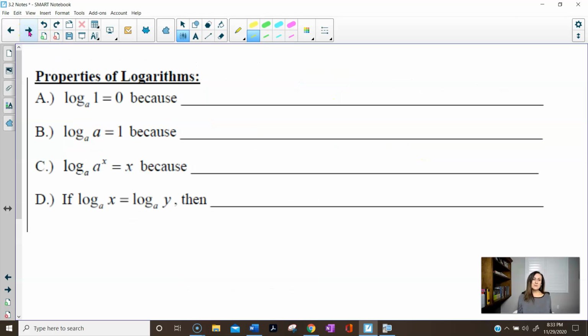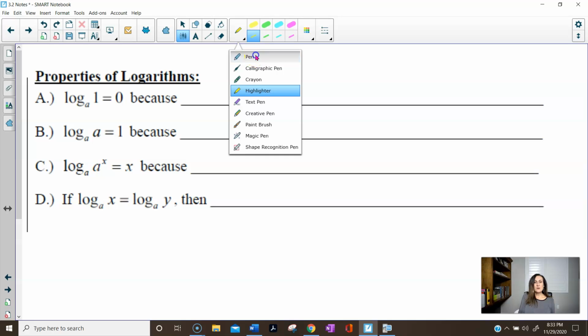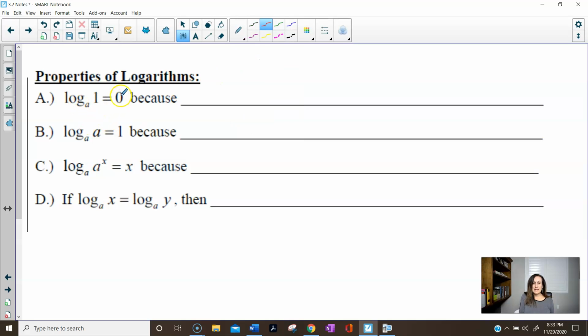All right, so we are almost done. We're on the last page. So let's go over some of these properties of logarithms. So the log base a of 1 is always equal to 0. So these are some of the ones that I want you to pay attention to. So it doesn't matter what a is. Log base 7 of 1, log base 10 of 1, log base 8 of 1 is equal to 0 because any number raised to the 0 power is always equal to an answer of 1.